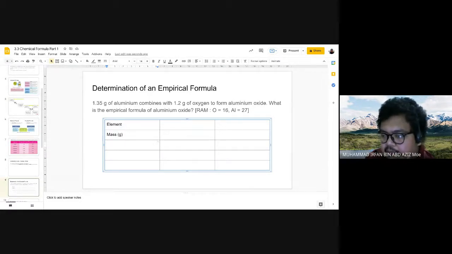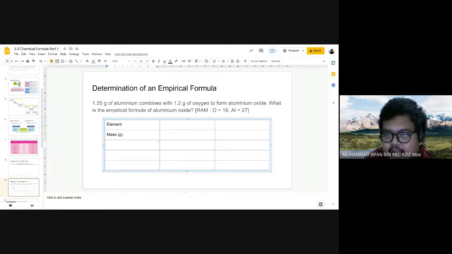Ataupun siapa yang boleh buka dua screen, yang use computer, you can try to do dekat sana. Buat dalam buku boleh, buku yang kerja tu. Okay, salin ni dulu. How do we do this example? In your book ataupun kertas, write dulu example.